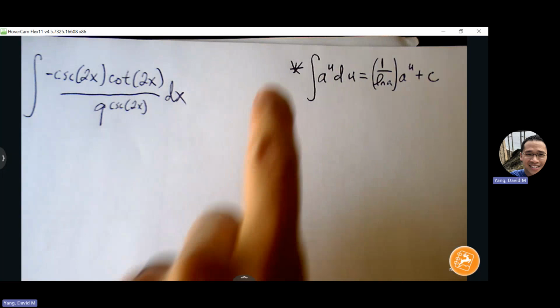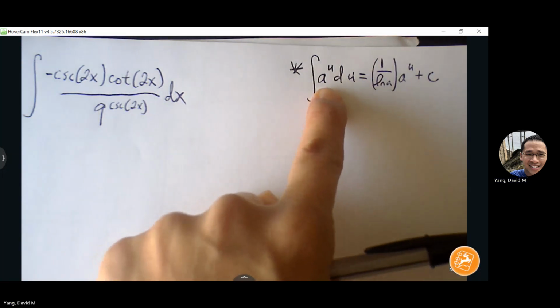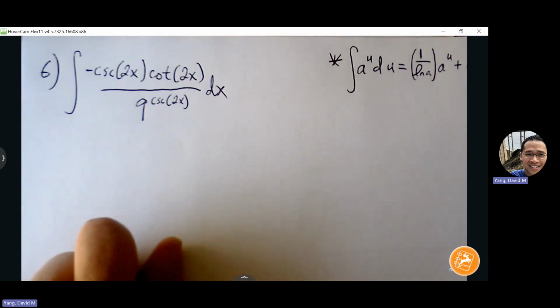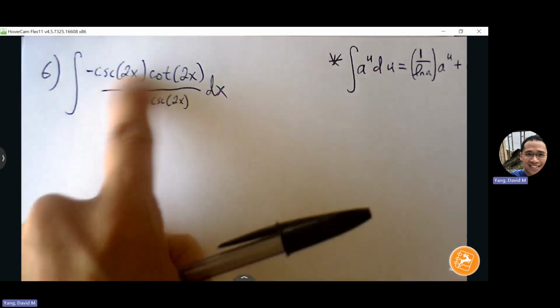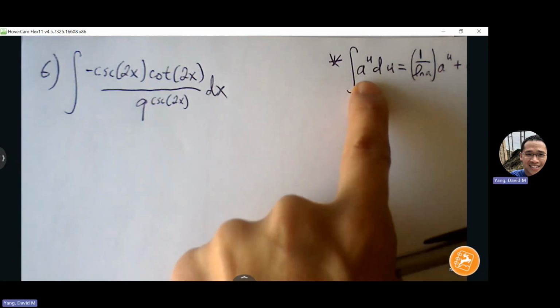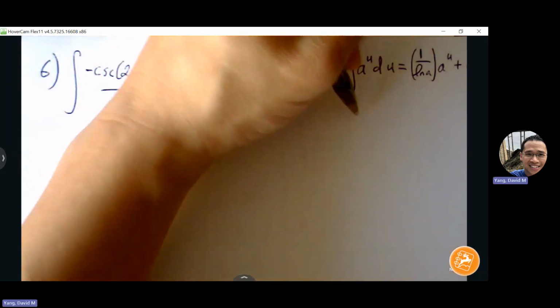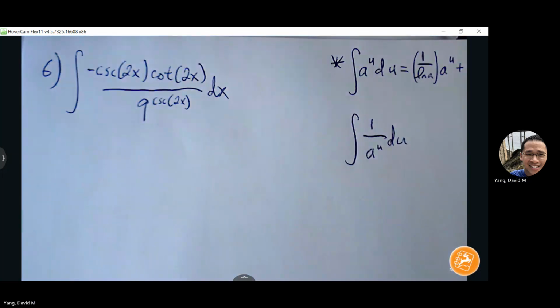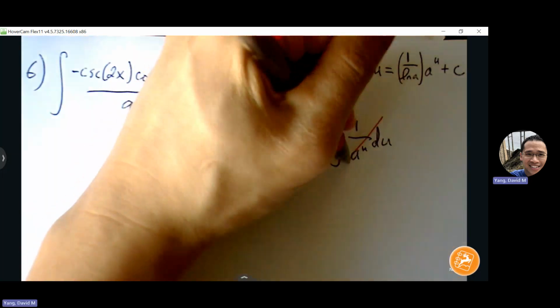But if we want to work towards this rule, do you see something out of place here? What's out of place in our problem? Yeah, where does this have to be if I want to use the a to the u rule? Numerator, right? We don't have a rule for 1/a to the u du. This rule doesn't exist.